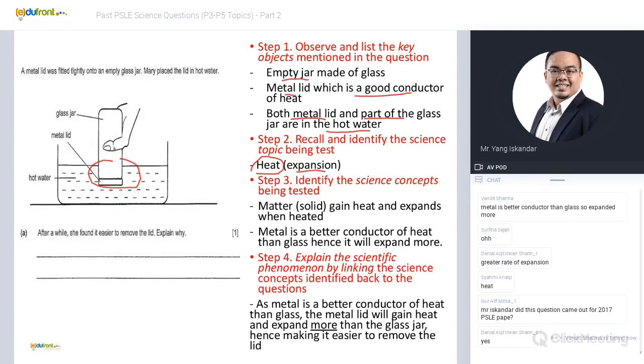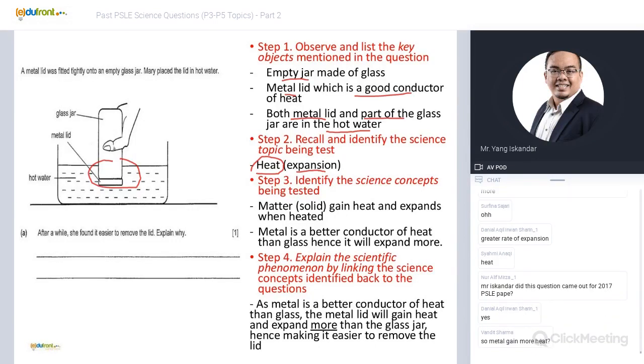If you forget, if you cannot recall, then you cannot answer this question. That's why those of you who are not able to remember easily or forget very fast must do a mind map to make sure that you remember all the concepts from P3 to P6 before your exams. After your exam, doesn't matter, you can forget about it.